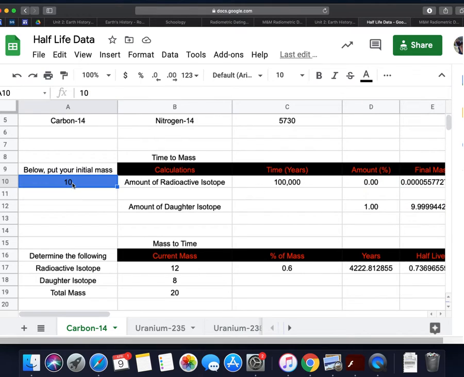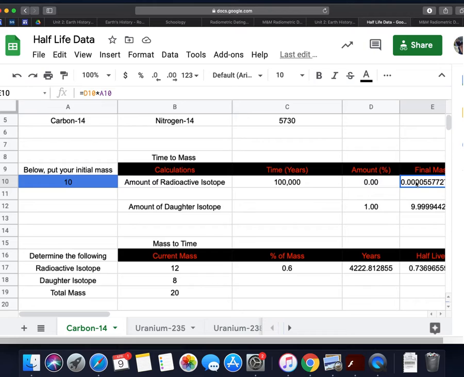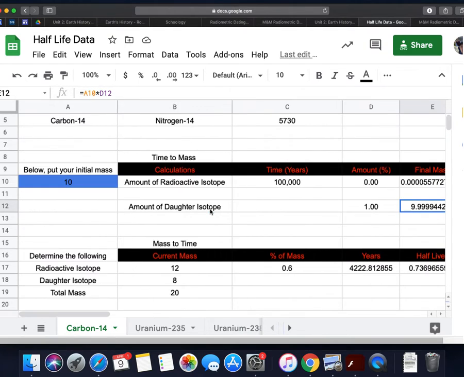So I'm going to put in my initial mass of 10 right here under the carbon-14 Google Sheet, because again, each of these isotopes have a different half-life. Put in 100,000 years, and notice that I have a meager 500,000th of a gram, less than a grain of salt of carbon-14 left. Well, about 9.9999 grams of that initial carbon-14 has become stabilized into nitrogen-14.